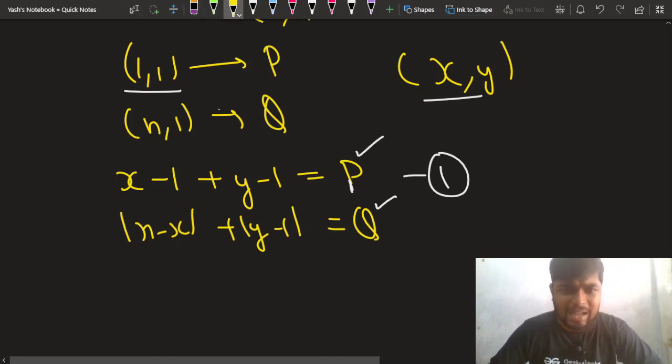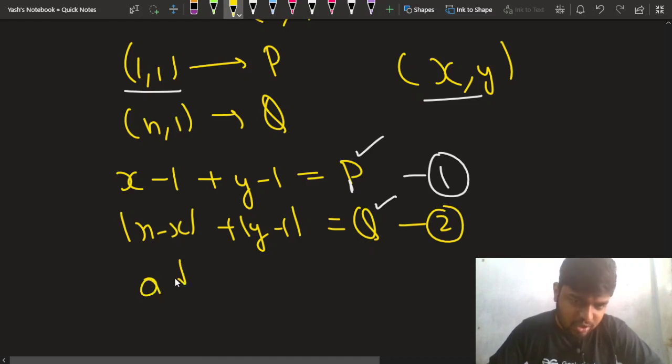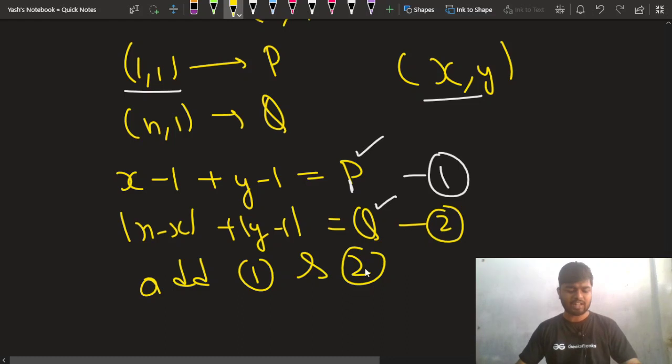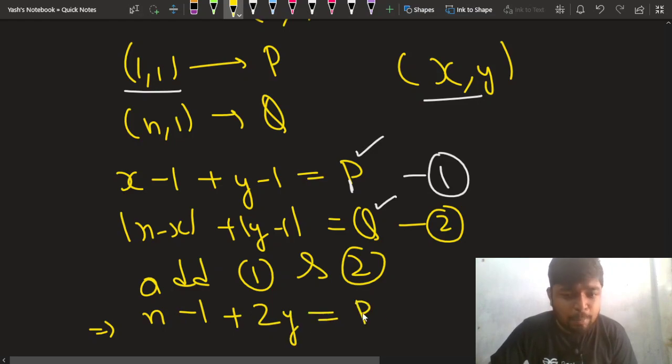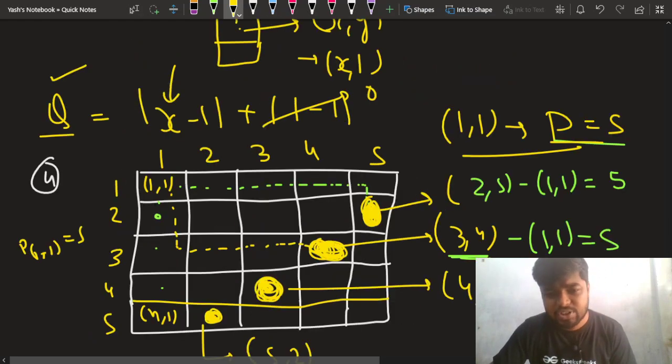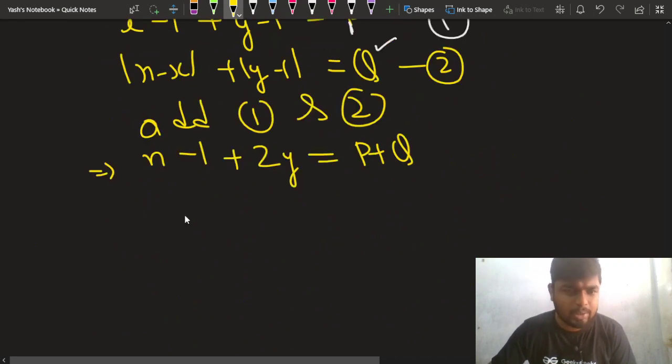But if you add these equations, this is the first equation and this is the second equation, you simply add 1 and 2. Once you add 1 and 2, you will get the third equation, and that equation will be nothing but n minus 1 plus 2y is equal to p plus q. This will be the equation that you will be getting.